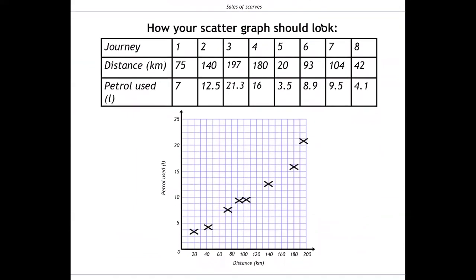Okay, and then this is the one for the petrol. And as you can see, again, we have quite a nice correlation. It goes up in a nice straight line going from the bottom here. And you can see that most of them fit along that line. There is one that sticks out at the top there. And for that one, it seems a little bit odd. They've travelled further, but suddenly they've used a lot more petrol.